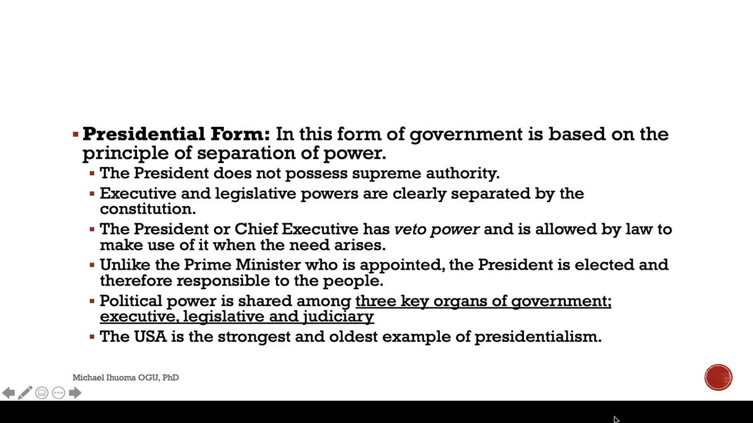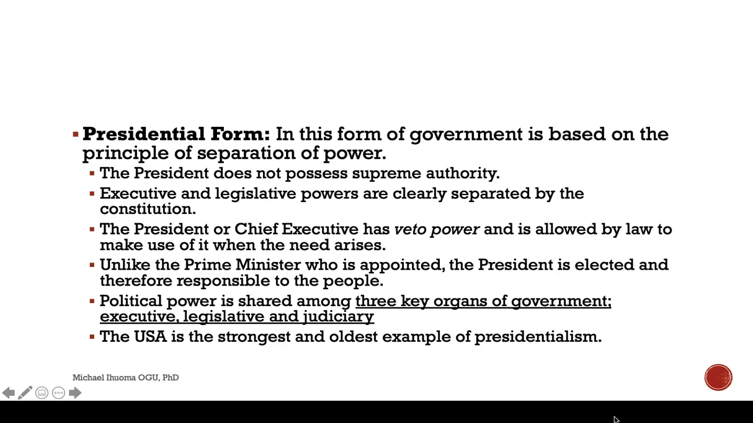But in some cases, the prime minister is appointed. In some cases, the prime minister is elected, depending on what obtains in a particular state. And in the presidential form, power is shared among the three organs of government. You have executive powers, you have legislative powers, and then you have judicial powers.